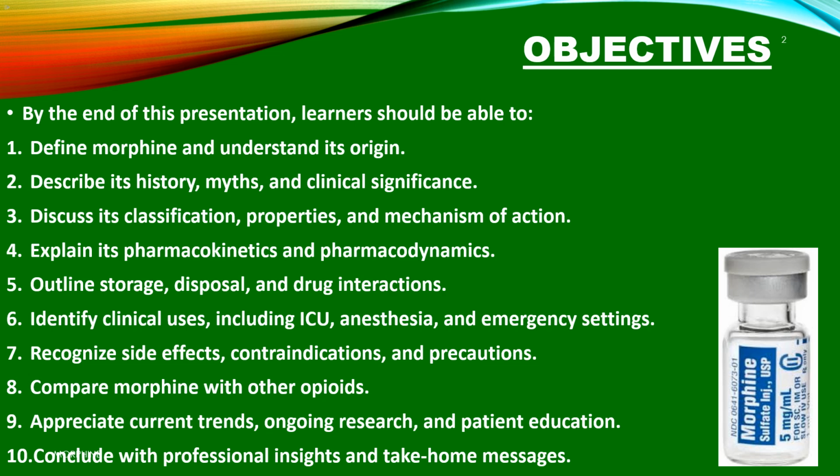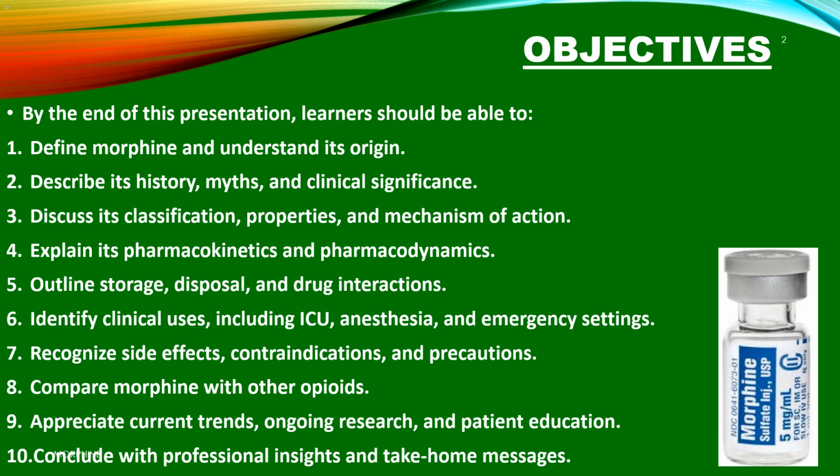Objectives. By the end of this presentation, learners should be able to: 1. Define morphine and understand its origin. 2. Describe its history, myths, and clinical significance. 3. Discuss its classification, properties, and mechanism of action. 4. Explain its pharmacokinetics and pharmacodynamics. 5. Outline storage, disposal, and drug interactions. 6. Identify clinical uses, including ICU, anesthesia, and emergency settings.